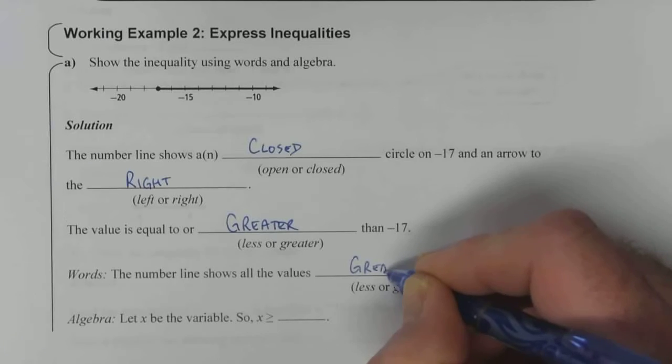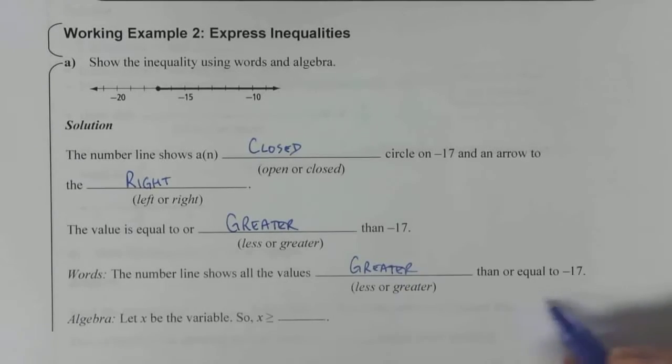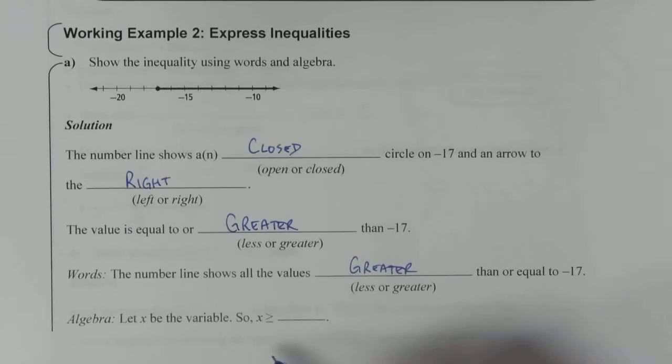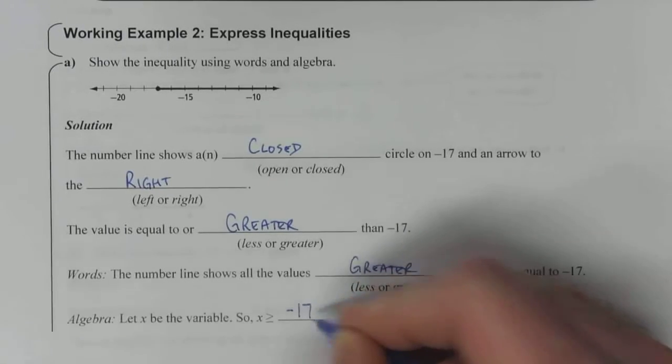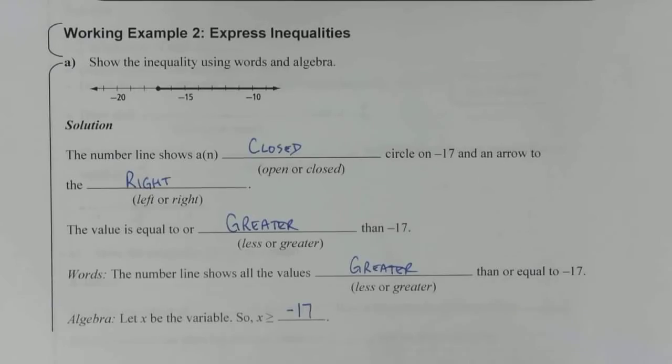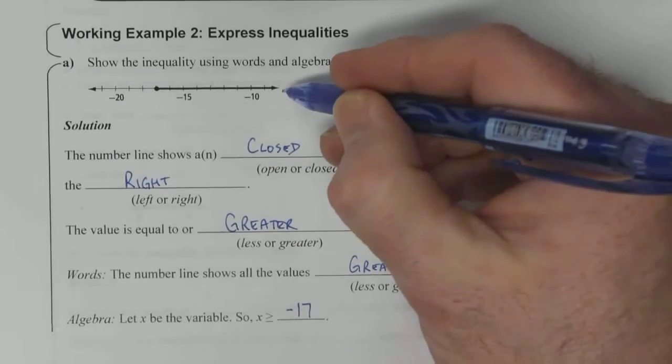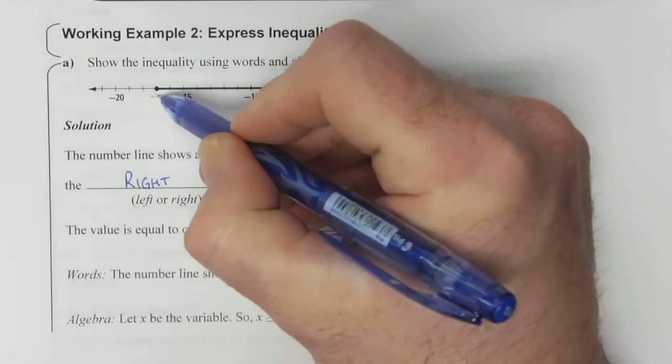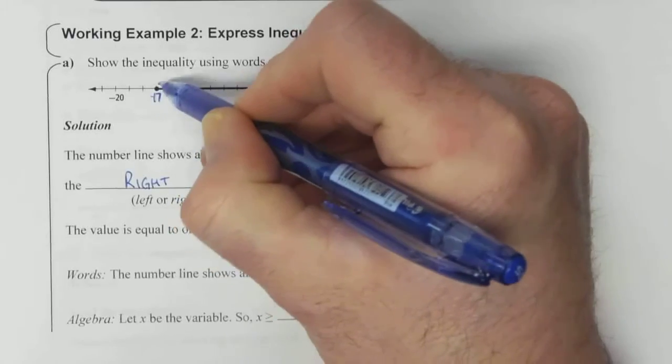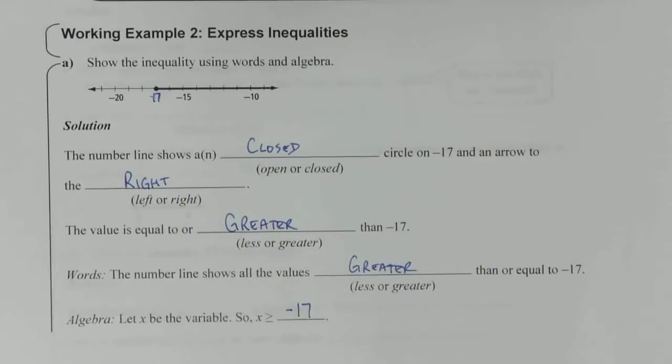So the number line shows all the values greater than or equal to negative 17. So if we let x be your variable, x is greater than or equal to negative 17. That's what that graph up here shows us. This is negative 17 here. It's closed and the arrow is to the right.